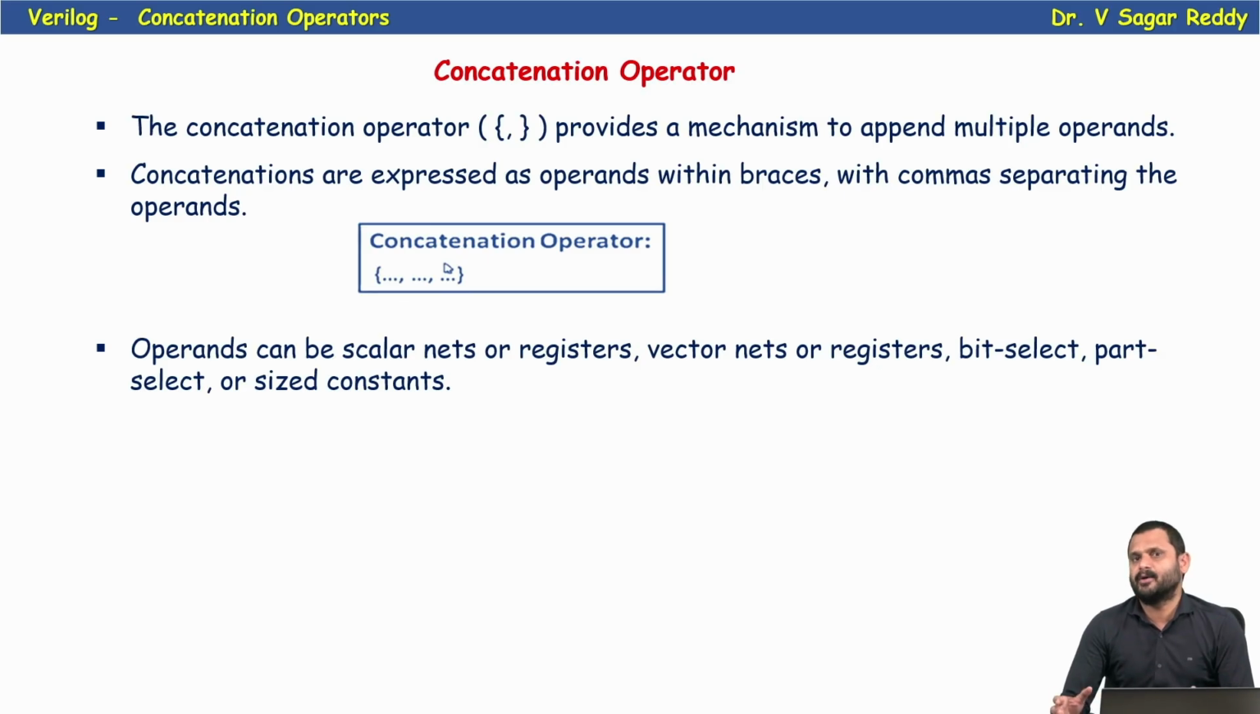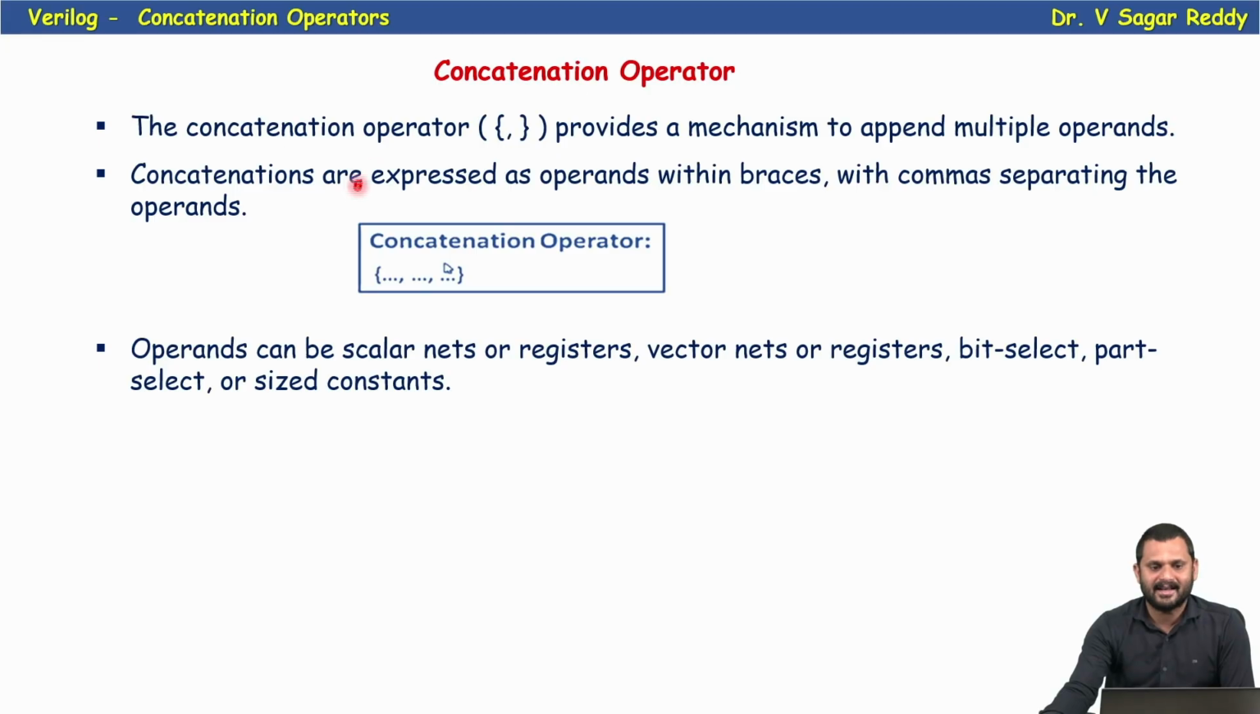I hope you understand how we are using a conditional operator. Now coming to the concatenation operators. The concatenation operators provide a mechanism to append multiple operands. So if you want to concatenate 2 or more operands, we'll use this.